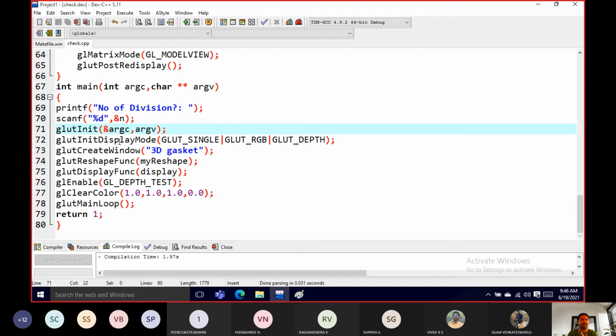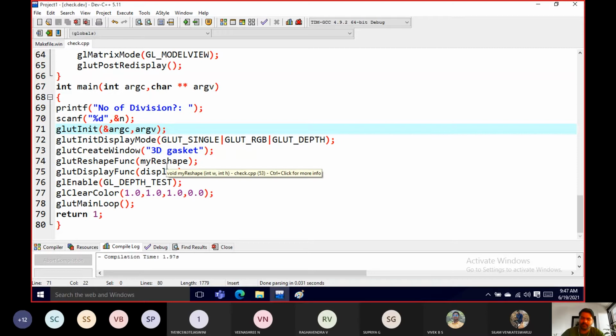All right. Once you tell that these are the options for the display mode, then you go for creating a window, and that particular window should have a name. And what will that name be? That window name will be 3D gasket.